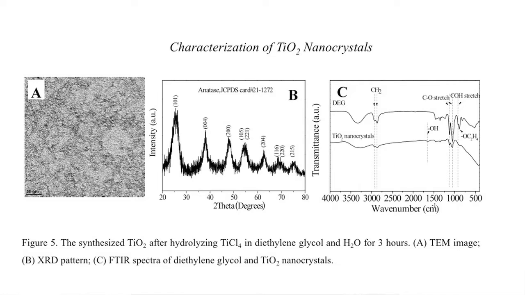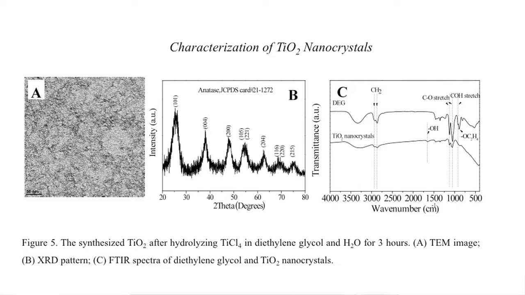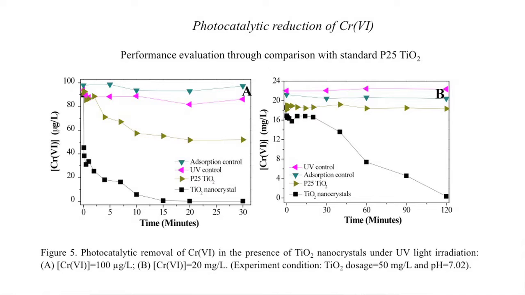Then we want to evaluate the performance for chromium-6 reduction. Here I chose 100 microgram per liter and 20 milligram per liter to simulate chromium-6 levels in both drinking water and wastewater. We can see in both cases our catalyst, the black curve, has much better performance than standard P25 titanium dioxide. Then we also look at the impact of catalyst dosage on the reduction performance. As we can see, when we increase the catalyst dosage, the reduction efficiency is highly increased.